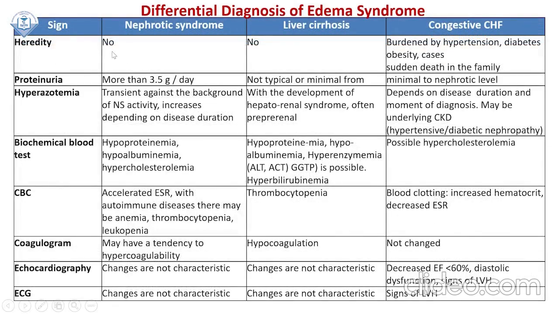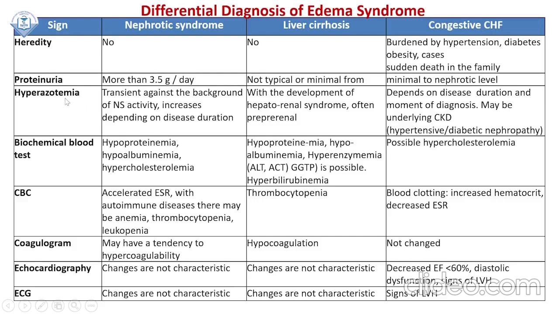Heredity factors in nephrotic syndrome and liver cirrhosis are not typical, whereas in chronic heart failure it may be burdened by hypertension, diabetes, obesity, or cases of sudden cardiac death in anamnesis in family. Proteinuria level is very high in nephrotic syndrome, more than 3.5 grams per day. Not typical for liver cirrhosis and may be minimal to nephrotic level in heart failure.